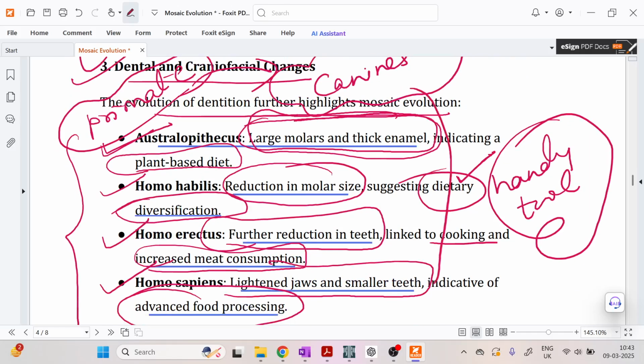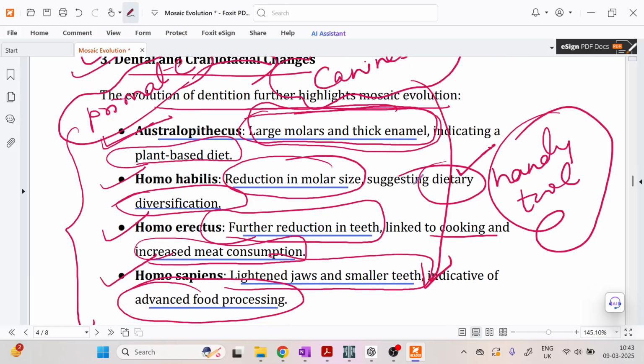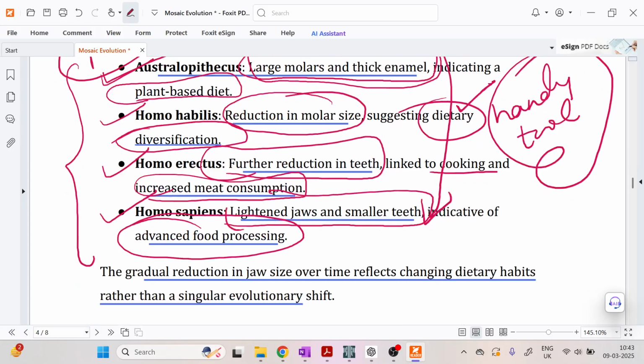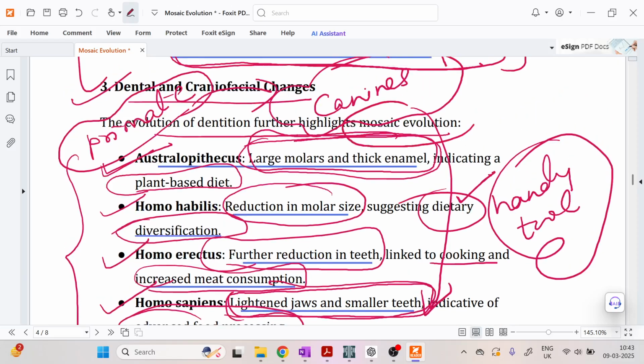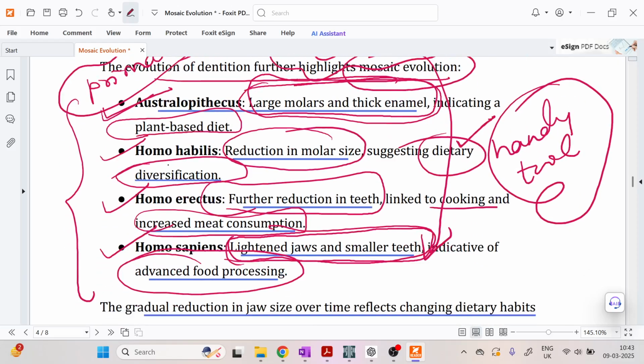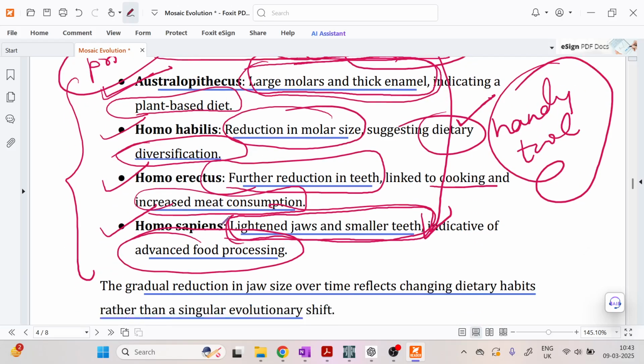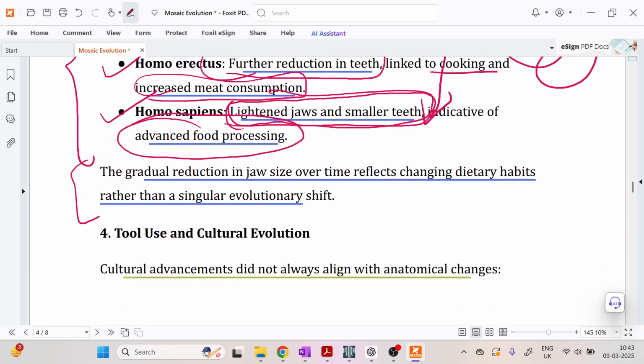So this transition from large canines and large molars to lightened, modern teeth structure, modern dentition, again highlights how mosaic evolution helped in the evolution of the present dentition. This gradual reduction in jaw size over time reflects changing dietary habits rather than a single evolutionary shift.